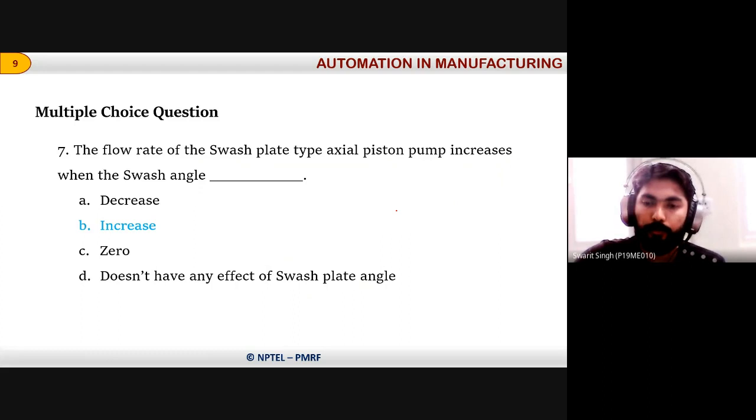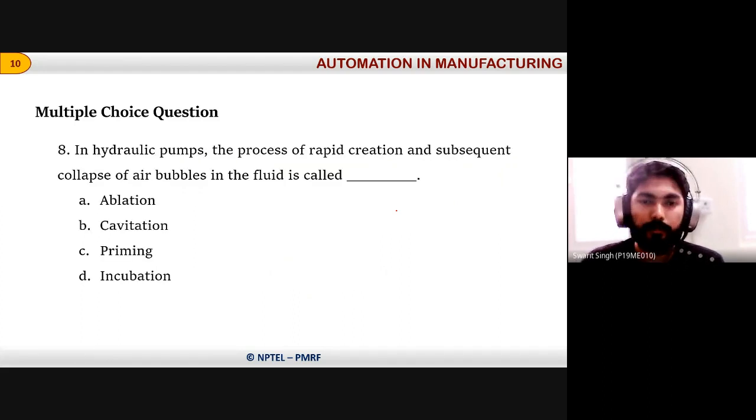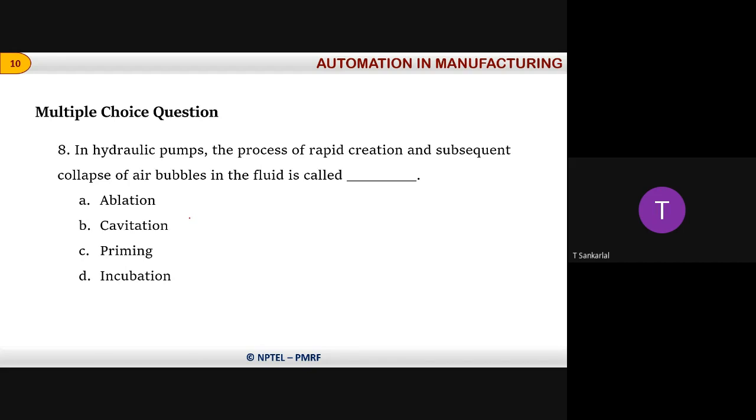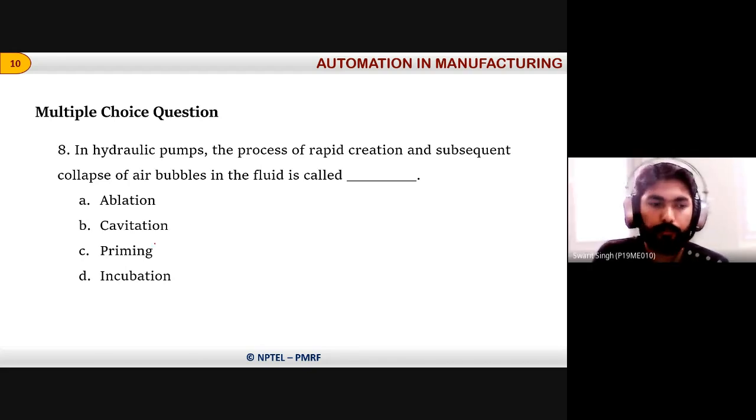so moving to the next question. This question says in hydraulic pumps the process of rapid creation and subsequent collapse of air bubbles in fluid is called. Cavitation. Okay, so there are two options. We got cavitation. Yeah, so it is not only in hydraulic pumps, but you can see it whenever the fluid is flowing in a normal pipe or something like that.